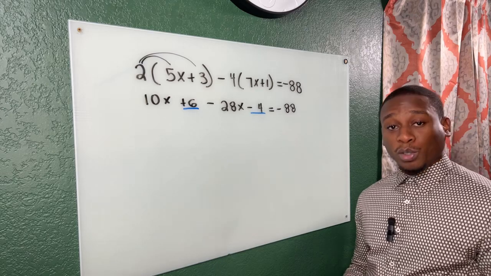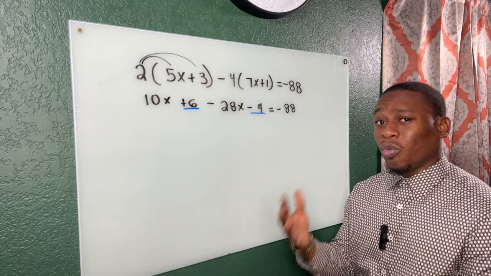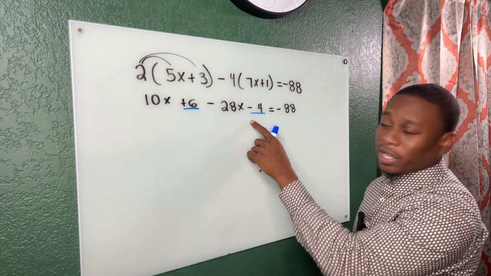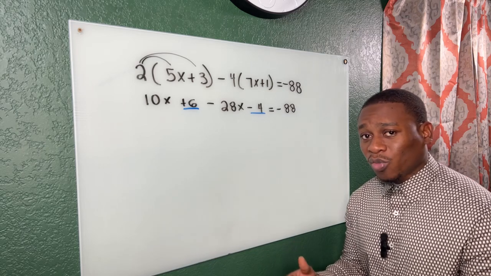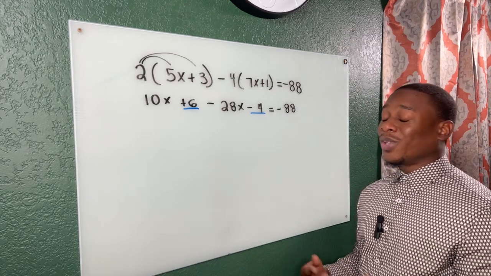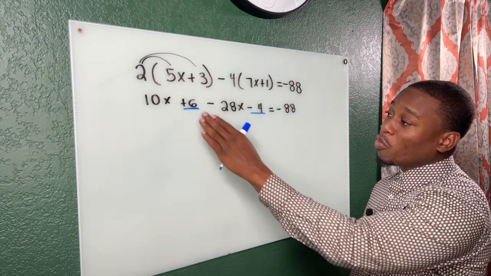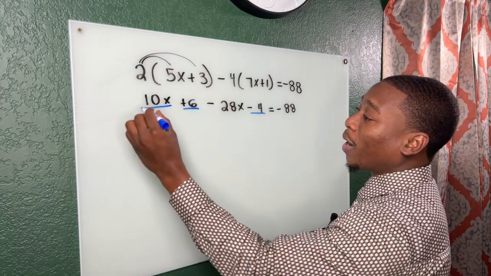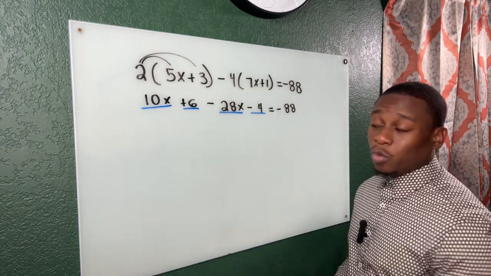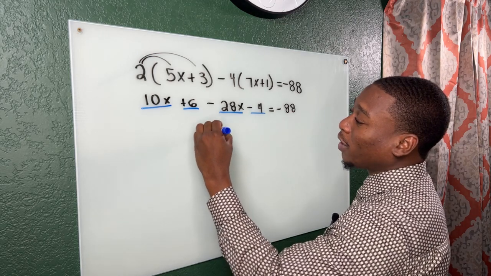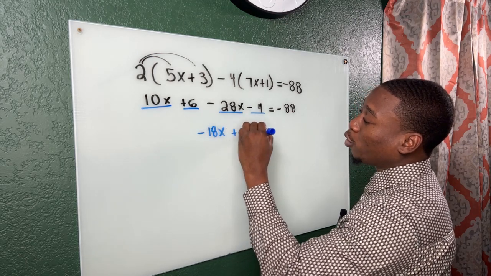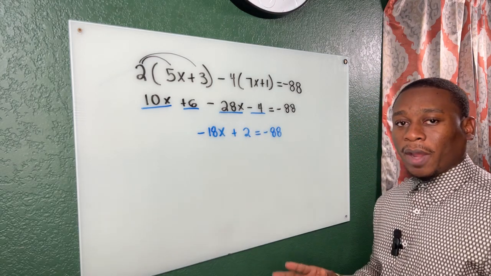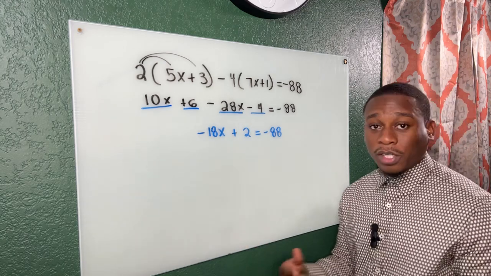Now, what I see students do, and I think is the wrong step, is that they will go ahead, add 4, right? Because this is negative, and then subtract 6. And that is right. But typically, when you're solving equations, we could definitely make a mistake. So before we move anything from one side to the other, let's clean it up on the same side. So when I combine a positive 10x and a negative 28x, I'm going to get negative 18x plus 2 is equal to negative 88.